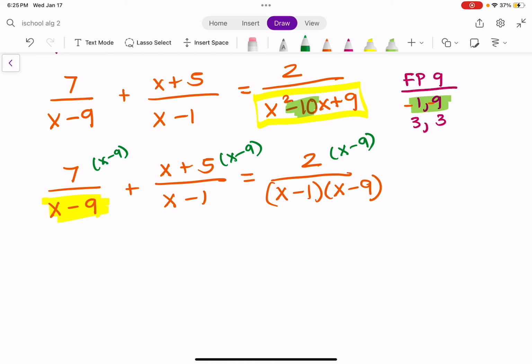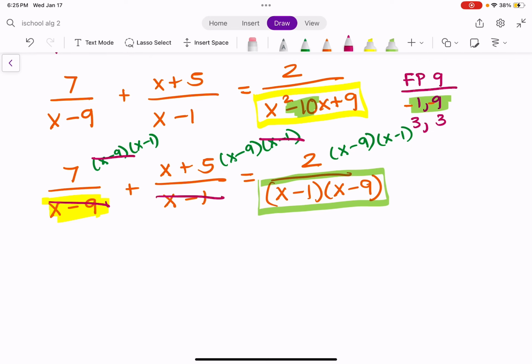But if you notice, there's another denominator that will cancel out more things. This one right here. So instead of multiplying by x minus 9, I'm going to multiply by x minus 9, x minus 1. By both things. Because look what happens, okay? Here, the x minus 9s cancel. Here, the x minus 1s cancel. And then here, they both cancel.